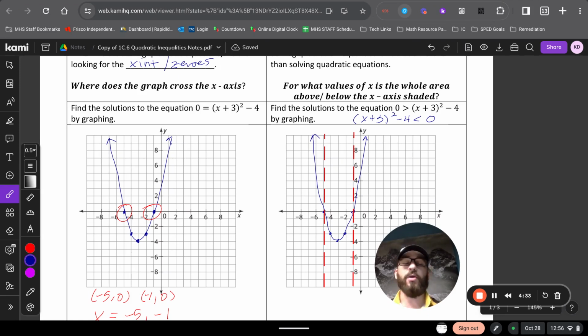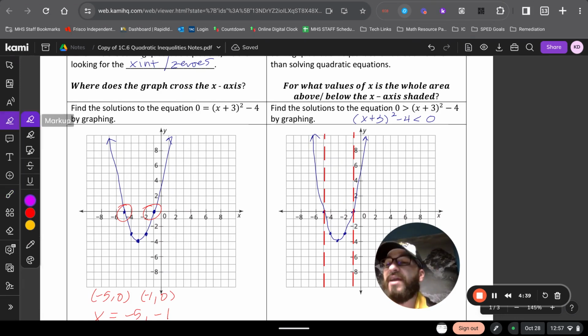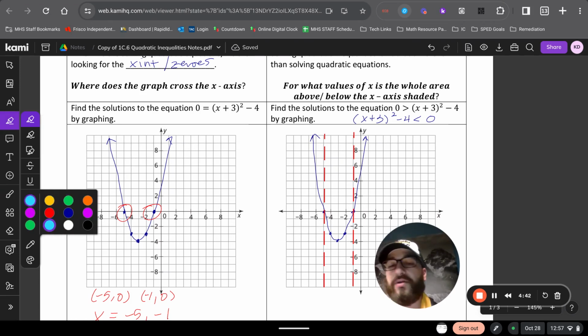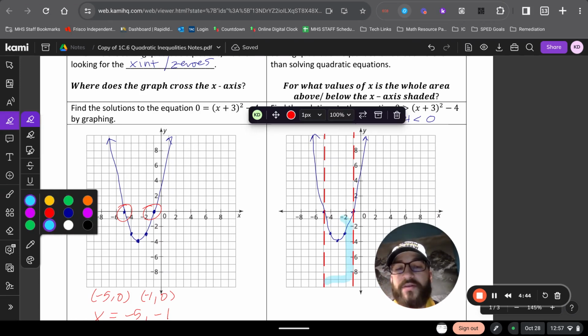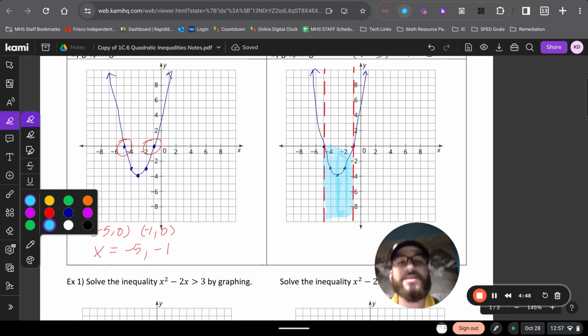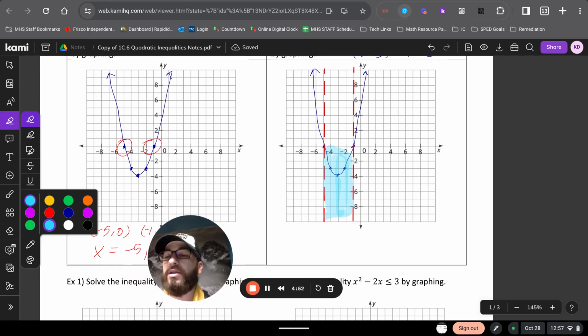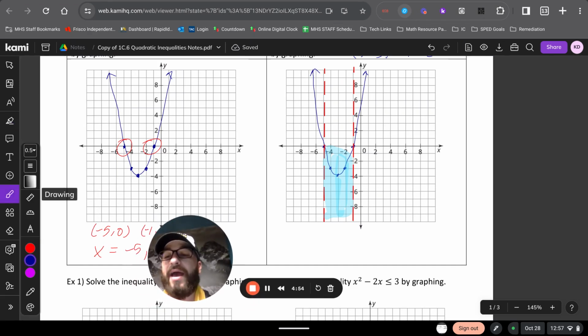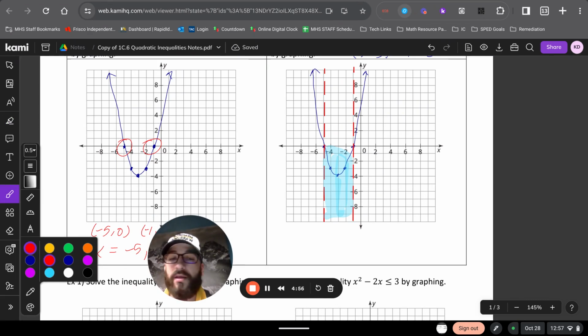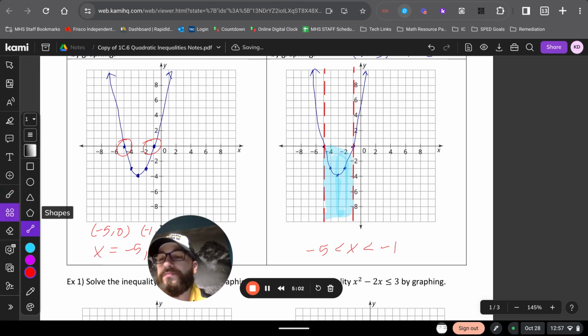So looking at my graph, where is that expression less than 0? Well, definitely here in the middle between -5 and -1, this shaded region in the center. And so that is my answer. It's really as simple as that. And the way that I can represent this shaded area is with our inequality notation. So I can say x values that are greater than -5 but less than -1.